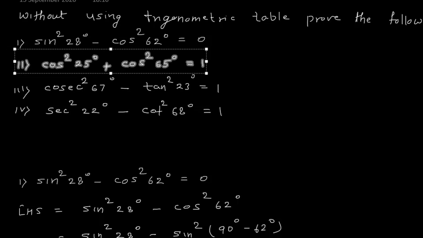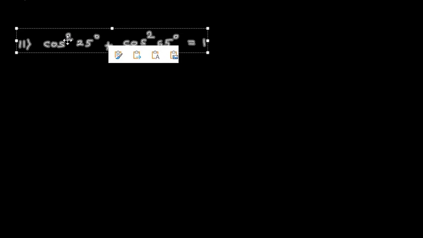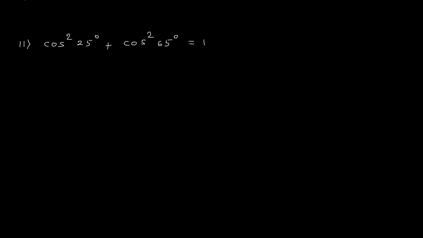Second question is, here let us write the second question. Cos square 25 degree plus cos square 65 degree. I have to prove that this is equal to 1. So again here we will write left hand side, LHS. Now LHS is cos square 25 degree plus cos square 65 degree.